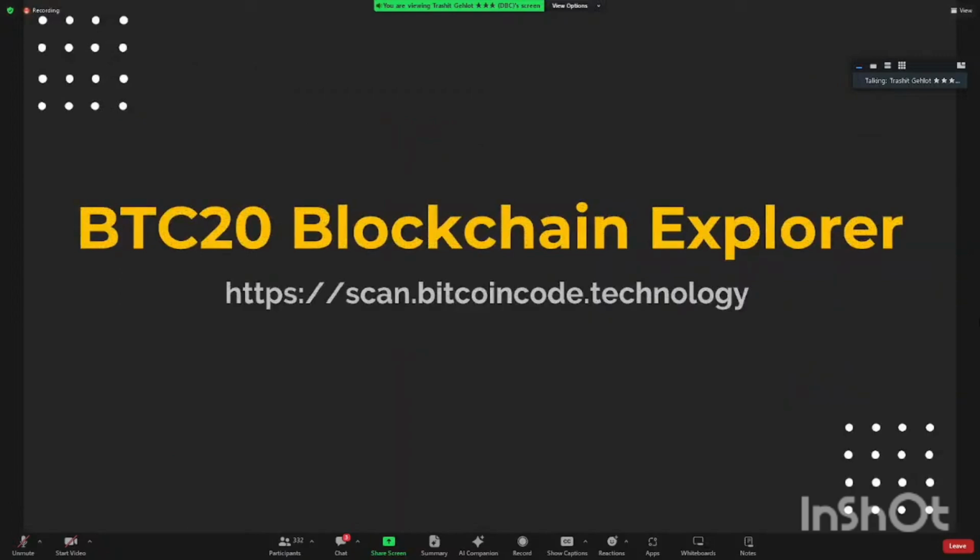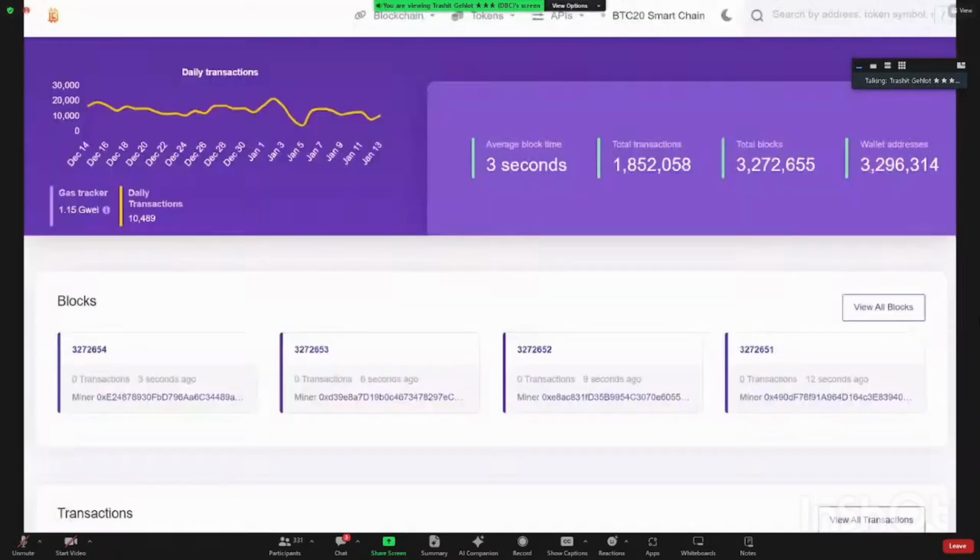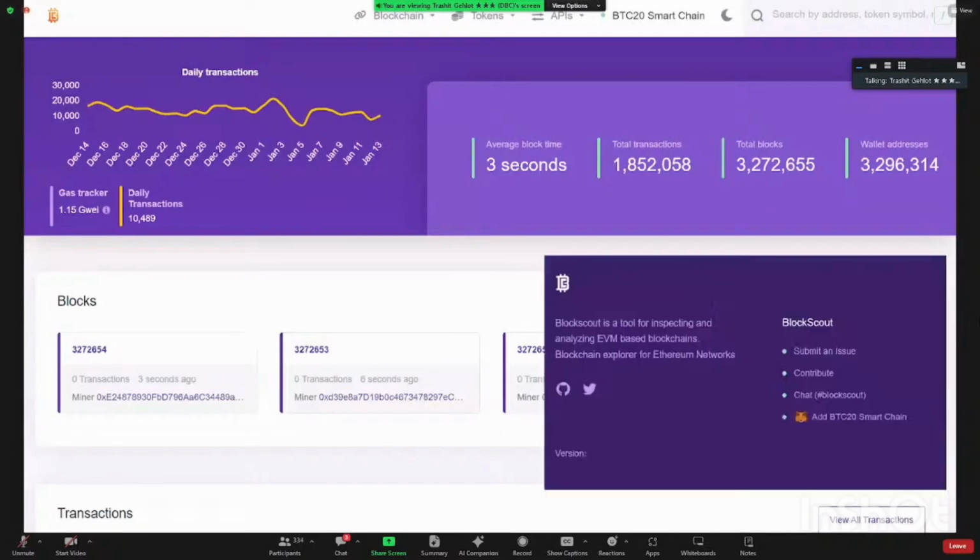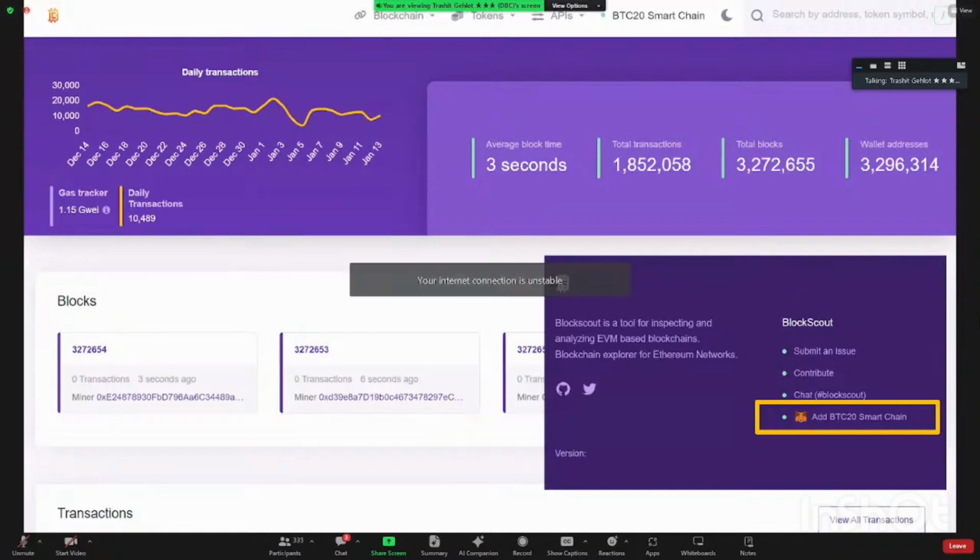And yesterday we learned how to import our BTC20 smart chain on your MetaMask wallet. You go to the scanner of our blockchain, scan.bitcoincode.technology. You scroll down to the bottom, and there you will have an option to add BTC20 smart chain. That's how you import our blockchain onto your MetaMask wallet, along with the smart contract addresses. So I hope the MetaMask part is clear to you all.